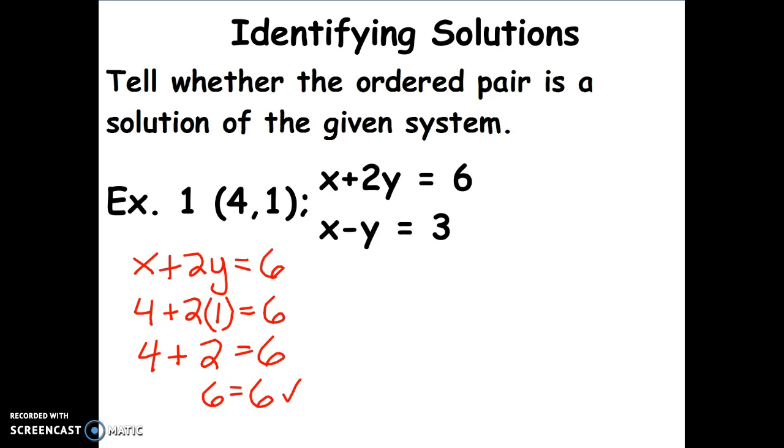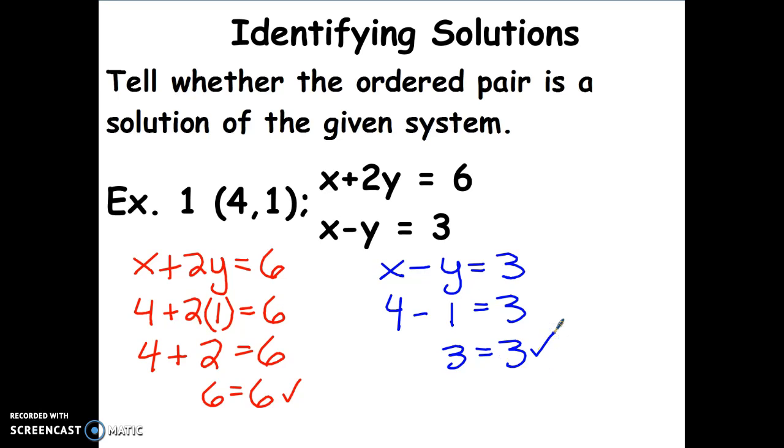However, in order for it to work for the entire system, it has to work for the second equation as well. So let's try that one. x minus y equals 3. In place of x, we'll place 4. In place of y, we'll place 1. 4 minus 1 equals 3. Does 3 equal 3? Yes. So we can conclude that this ordered pair is the solution to this system of equations. So we'll simply write yes.